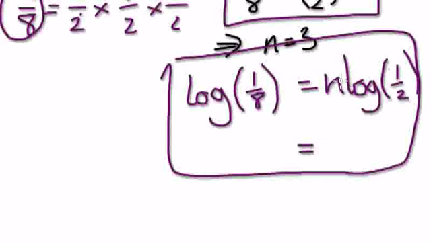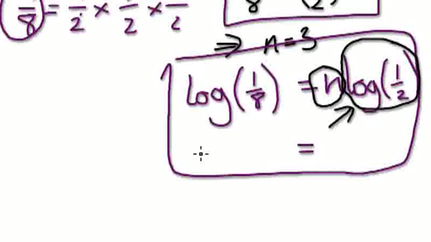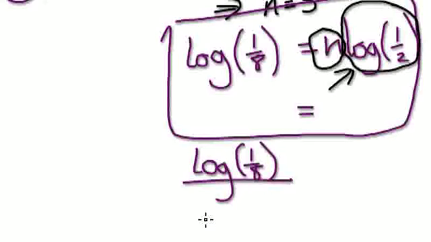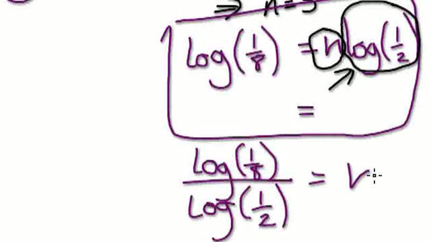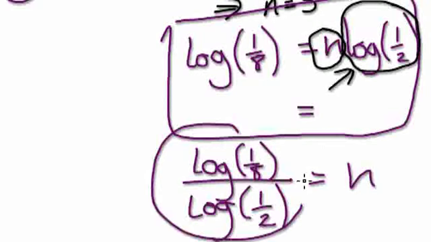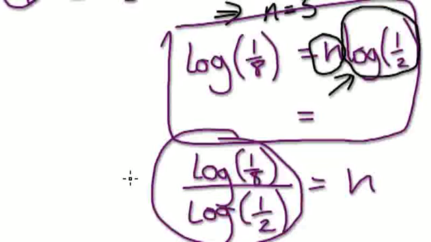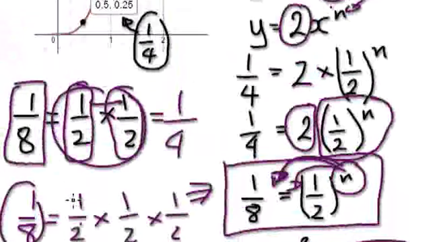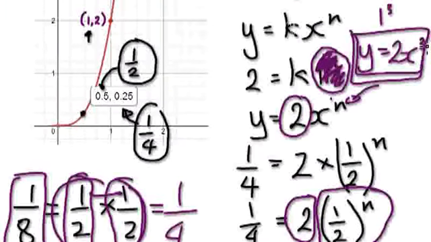If you want to know n, at the moment you've got this multiplying with this here, so divide both sides by log a half. So you have log 1 over 8 divided by log 1 over 2, and that will give you n, which should be 3. But don't worry about this log thing, it is for when you're older. Overall, our answer is y equals 2x to the power of 3.